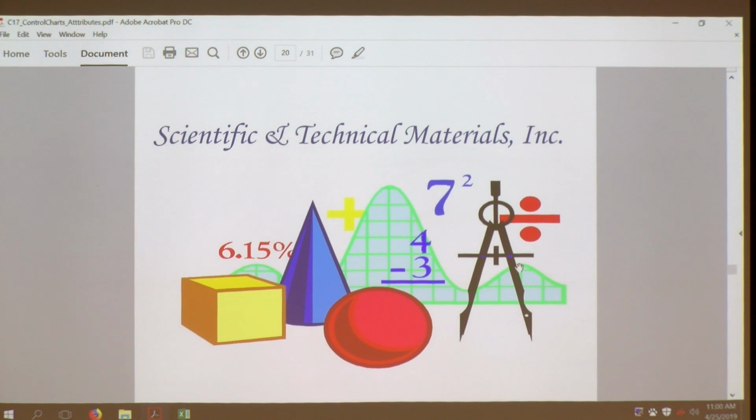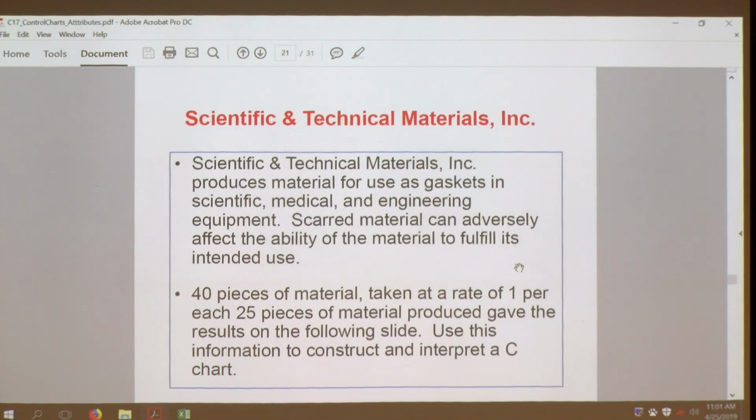Now let's have a look at this company. This is a scientific technical materials company, and they produce materials for use as gaskets in scientific, medical, and engineering equipment. Scarred materials can adversely affect the ability of the material to fulfill its intended use. Now we are taking 40 pieces of material, taken at a rate of 1 per 25 pieces produced, with the results on the following slides, and using this information to construct and interpret the C chart.